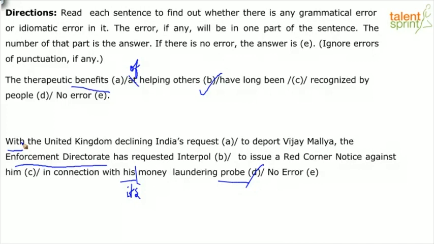Yeah, Vipul, very easy. You need to figure out who's doing the probe. The money laundering probe is done by the Enforcement Directorate and not by Vijay Mallya. That is why it is not his money laundering probe. So the Enforcement Directorate has requested Interpol to issue a red corner notice against him, Vijay Mallya, in connection with its money laundering probe. The probe, what is a probe? They're looking into his details, his accounts. Where has the money gone?